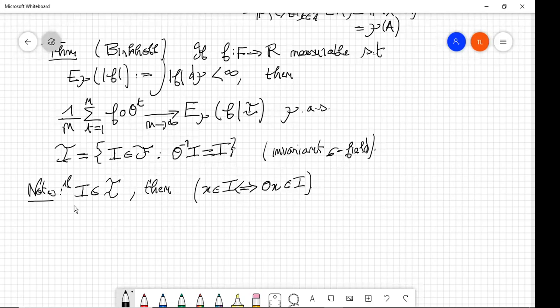So this is the second point here. Take f an indicator function. So take 1 if x is in I and 0 otherwise.